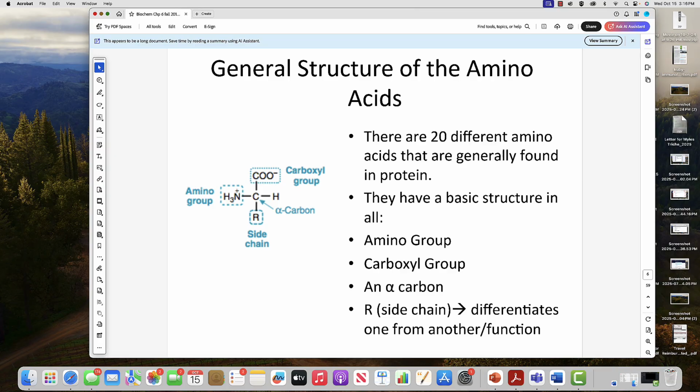An example of that would be drug molecules that are produced. They often mimic or bind to specific amino acid side chains. So understanding these R groups with enzymes and amino acids is important for enzyme interaction.